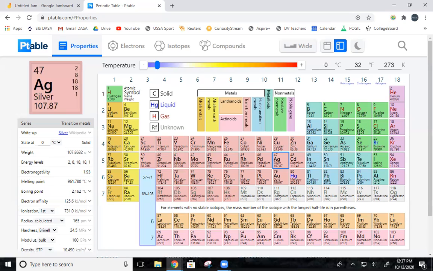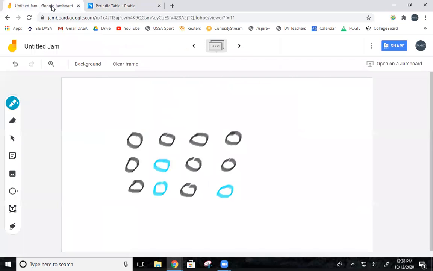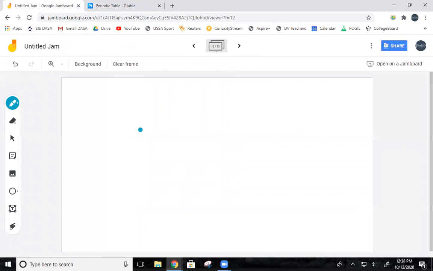Okay, we're going to do an introduction to Lewis dot structure, which is something that you should have covered in your general chemistry class. Who remembers Lewis dot structure?